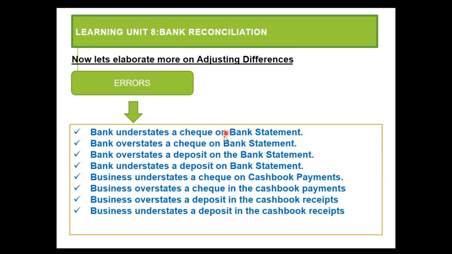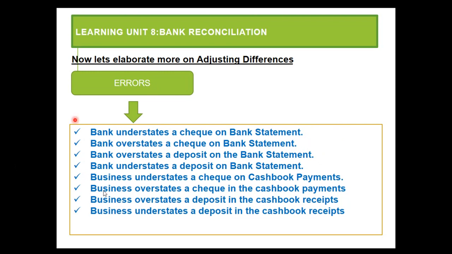Remember, here I was trying to say, sorry guys, here I was trying to write bank reconciliation statement. You can write for me: bank reconciliation statement. So the bank understate a check on the bank statement, it means we go to what? Bank reconciliation statement. If the bank overstate a check on the bank statement, it means we go to bank reconciliation statement. If the bank, let's say, understate a deposit on the bank statement, we go to what? Bank reconciliation statement.